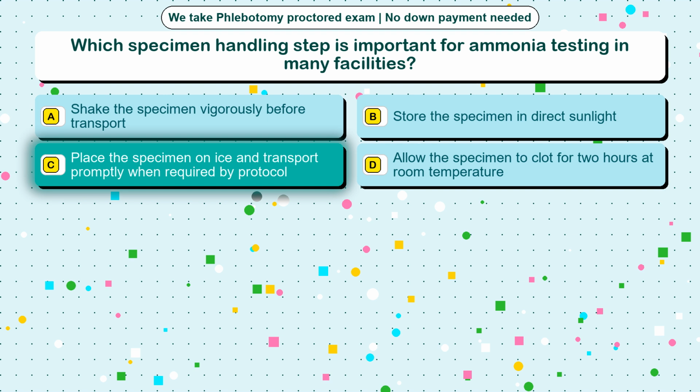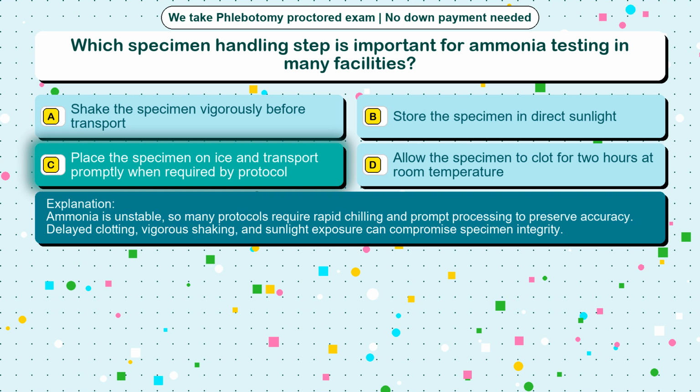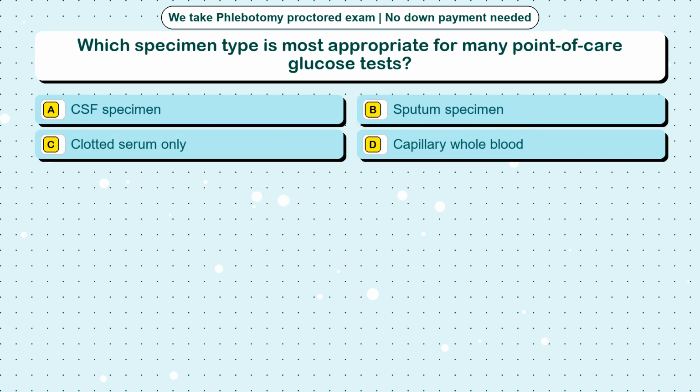Place the specimen on ice and transport promptly when required by protocol. Ammonia is unstable, so many protocols require rapid chilling and prompt processing to preserve accuracy. Delayed clotting, vigorous shaking, and sunlight exposure can compromise specimen integrity. Question 66. Which specimen type is most appropriate for many point-of-care glucose tests?